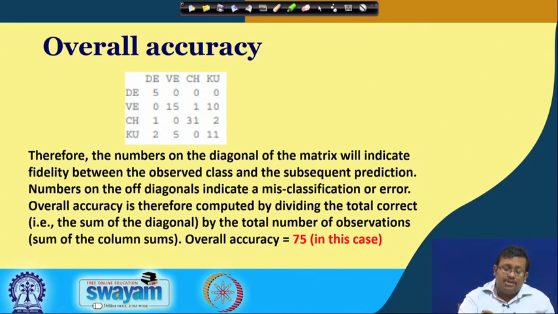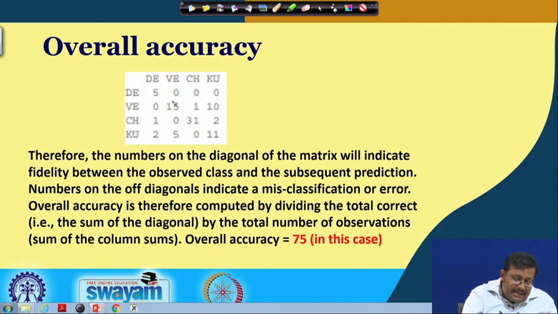Now, another important thing I should mention is that the diagonal values in the matrix indicate the fidelity between the observed class and the subsequent prediction. That means 5 samples have been correctly classified as D, 15 samples correctly classified as V, 31 samples correctly classified as CH, and 11 samples correctly classified as Ku, and all other off-diagonal samples are misclassifications, that means incorrect classification.